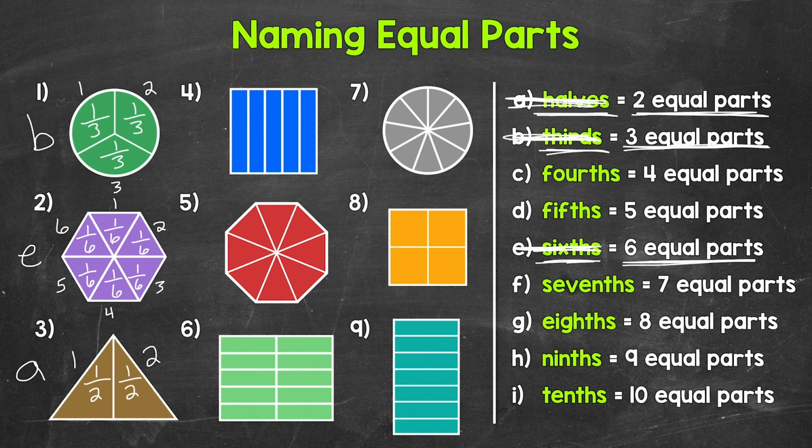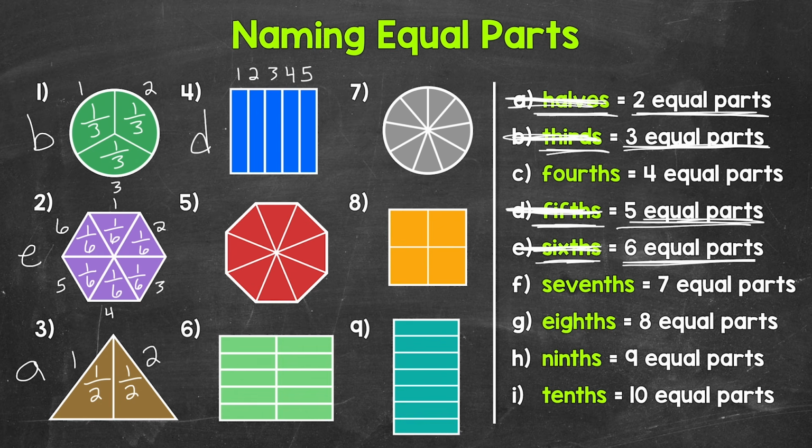Next, number 4, we have a square, that's our whole, and it has been divided into 1, 2, 3, 4, 5 equal parts. So 5 equal parts, we call 5 equal parts fifths. So let's put a D next to number 4 and cross off fifths. Now each one of those equal parts is 1/5 of the whole square.